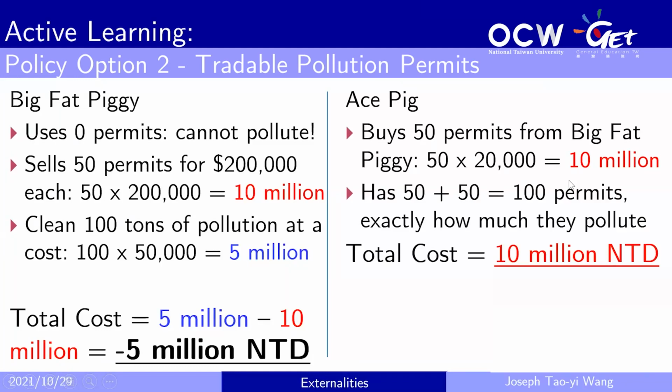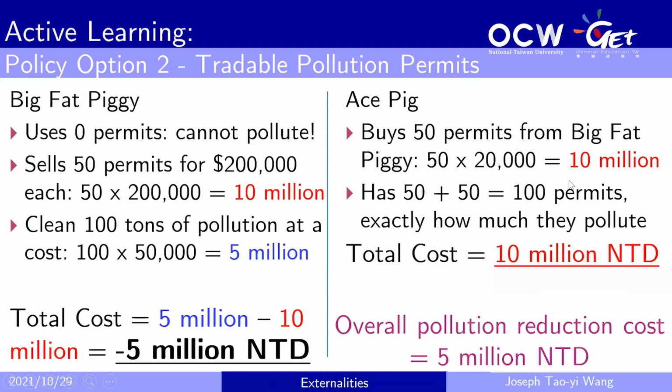So both of these numbers are much smaller. Actually, one is even negative compared to the case of direct regulation. And the total cost for the whole society is minus 5 million plus 10 million, so it's only 5 million NT dollars. It's actually more than 10 times smaller than the total cost of using regulation directly.